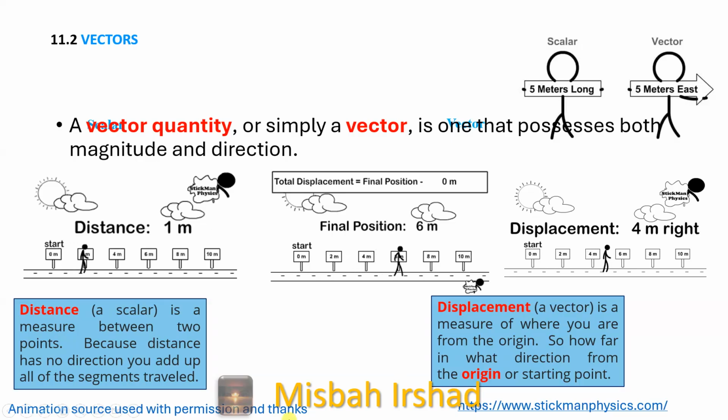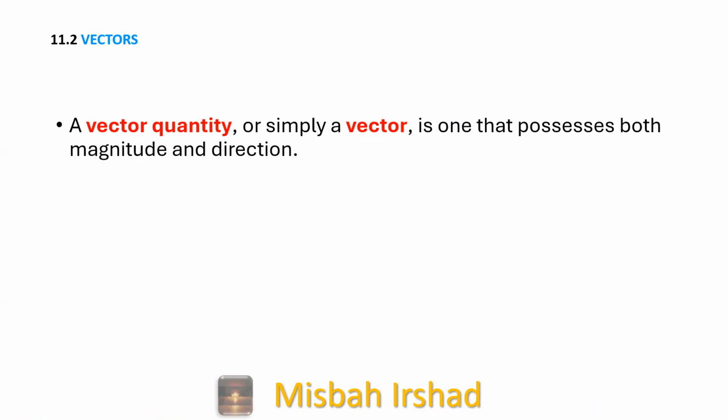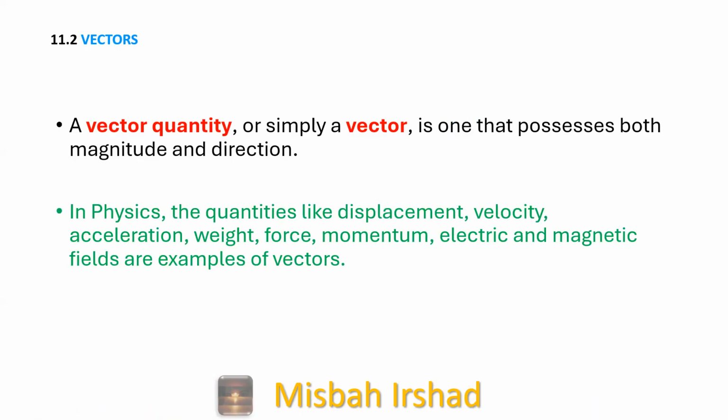So on the screen in front of you, you can see distance is a scalar quantity and displacement, which is a measure of where you are from a fixed point, is a vector quantity. So distance is scalar and displacement is a vector quantity. Other examples of vectors are velocity, acceleration, weight, force, momentum, electric and magnetic fields.